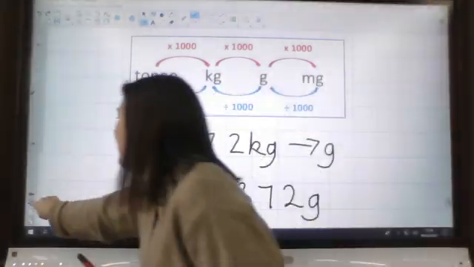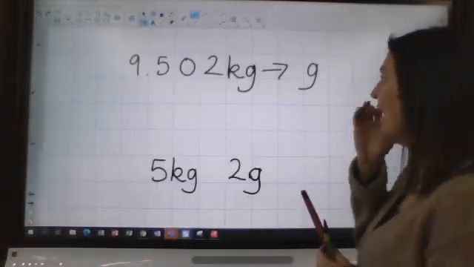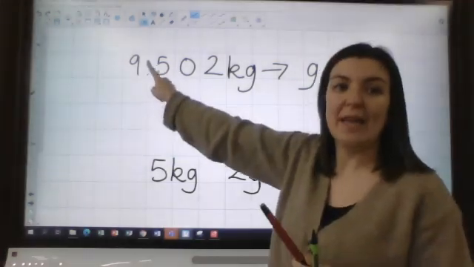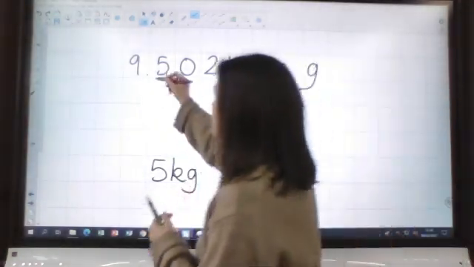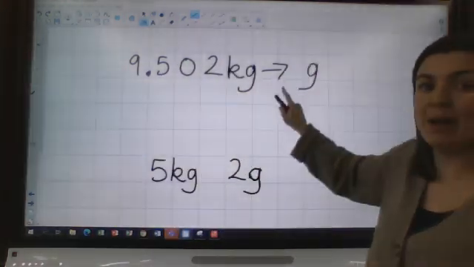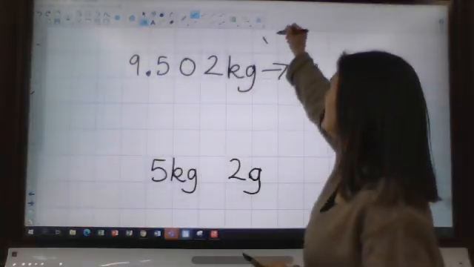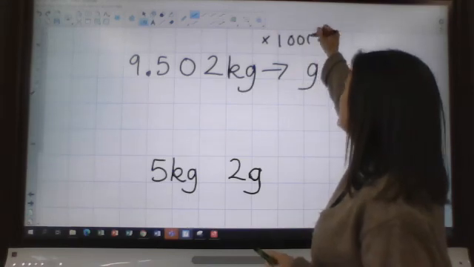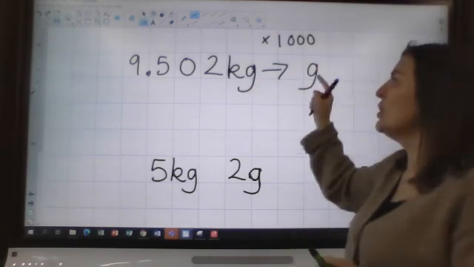So I'd like you now then to pause the video and have a go at this one. So you've got 9 point. Make sure you can see that decimal point really clearly. 502 to grams. So remember, we are multiplying by 1,000 to get from kilograms to grams.